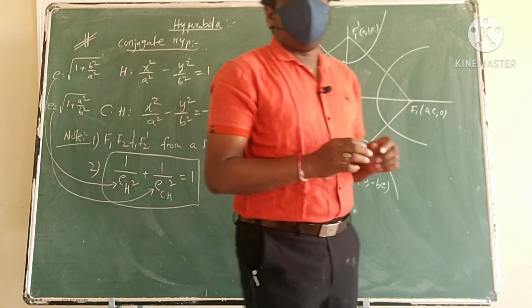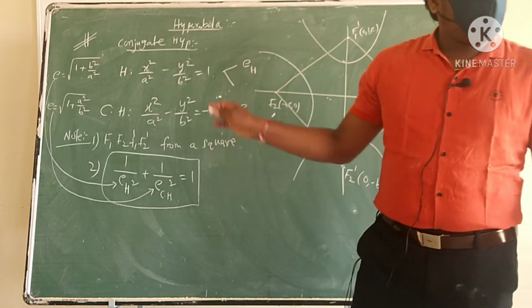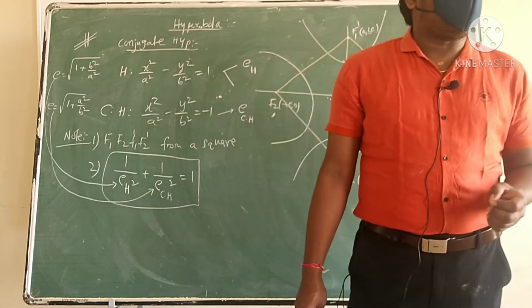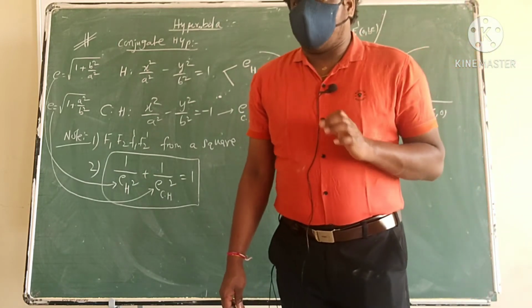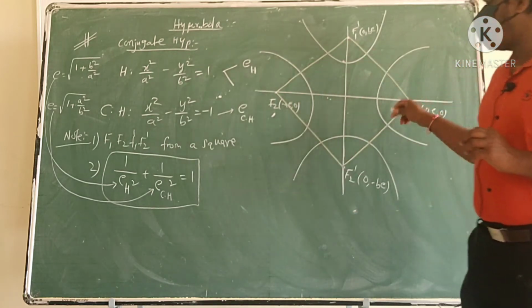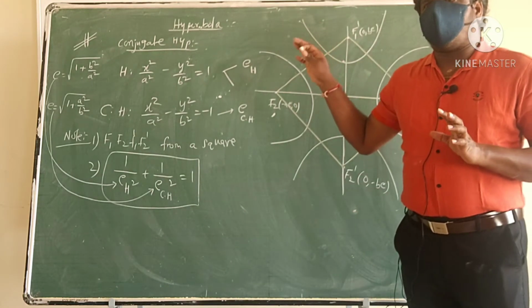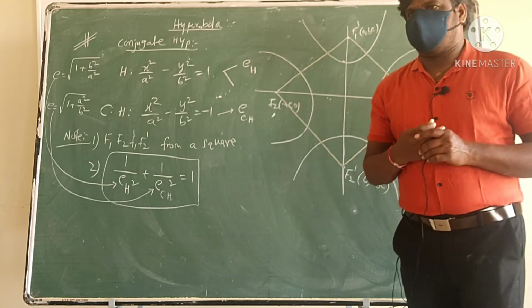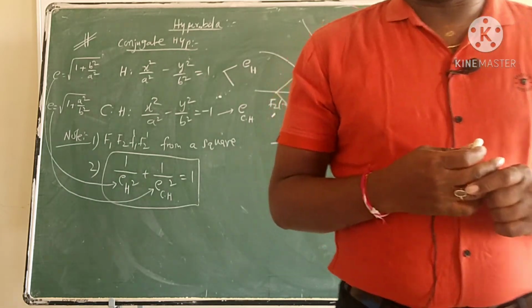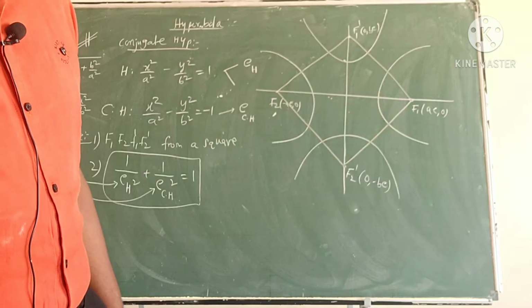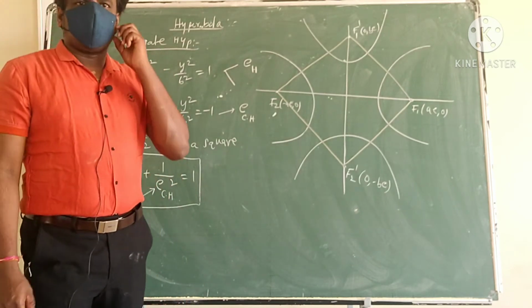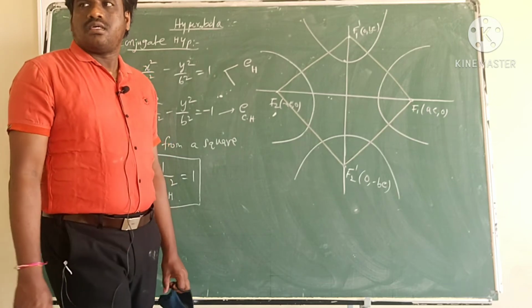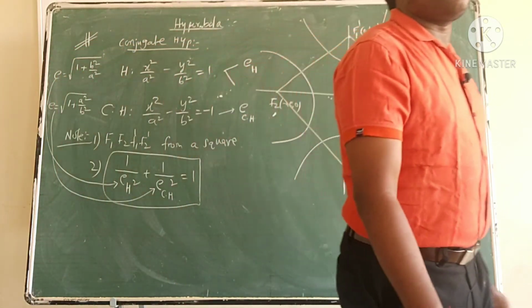Understood? 1 by the eccentricity of the hyperbola plus 1 by the eccentricity of the conjugate hyperbola will give you the answer 1. And the foci of these hyperbolas, if you join them, form a square shape. Okay, now we can solve problems based on this, JEE questions. Let me know if you copied. Have you copied? Still writing?